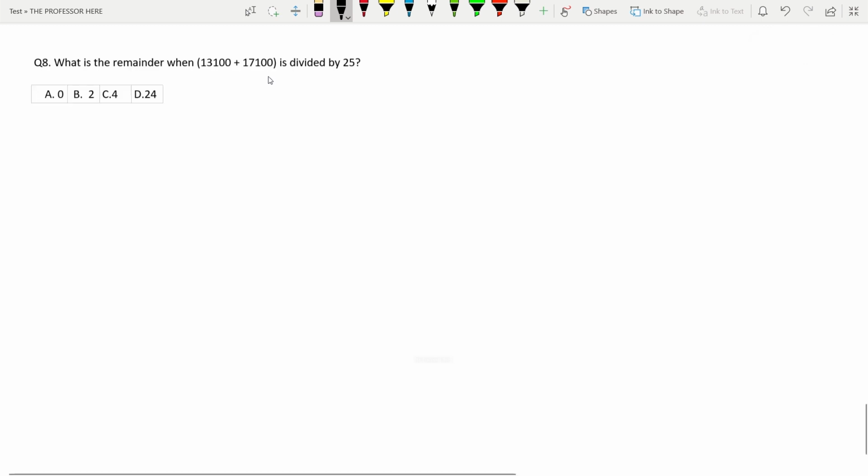Now we come to question number 8. What is the remainder when this is divided by 25? Okay, this is a simple question. If you look at this number, the last 2 digits are 0, 0, which means it is completely divisible by 25. So the remainder here is 0. Again the same case here, the remainder again is 0. So the answer is option A, 0.